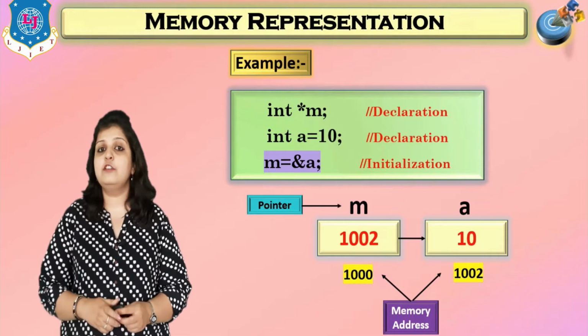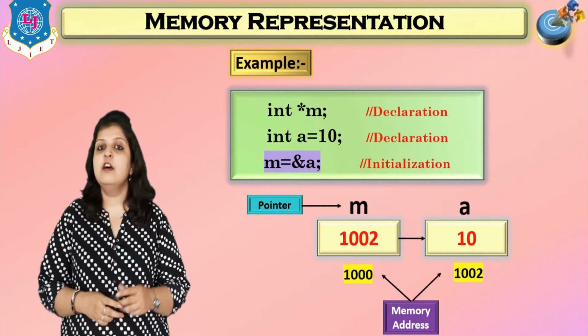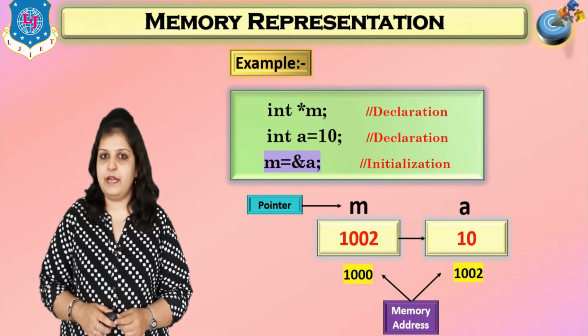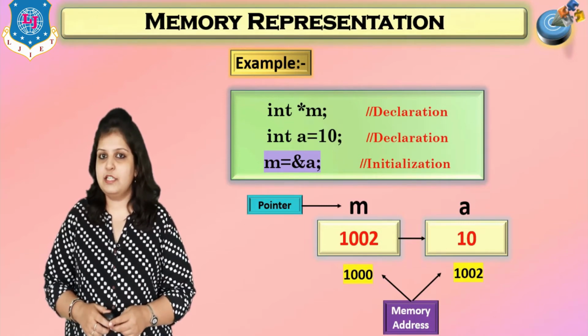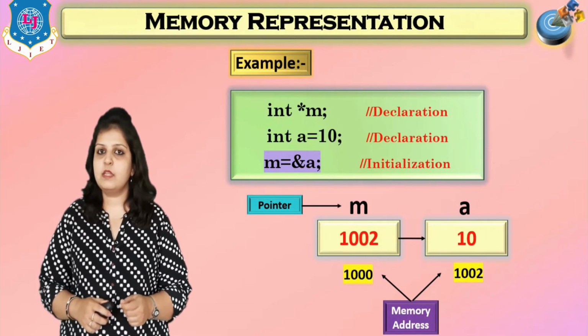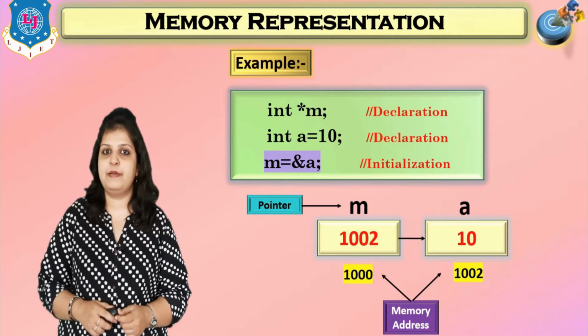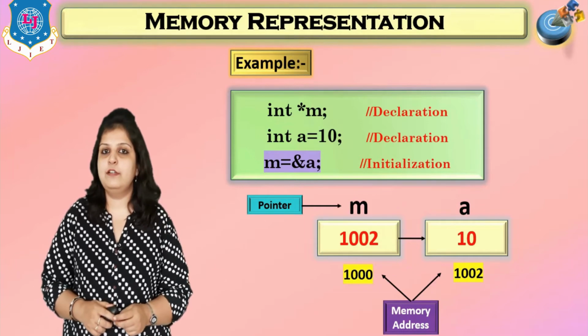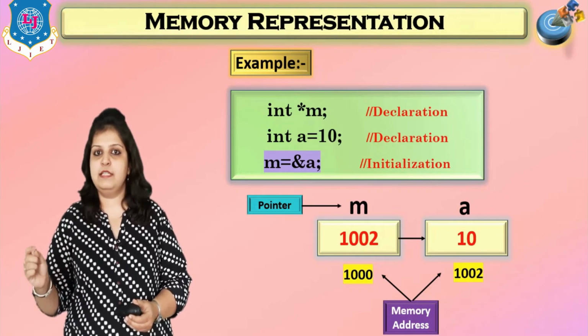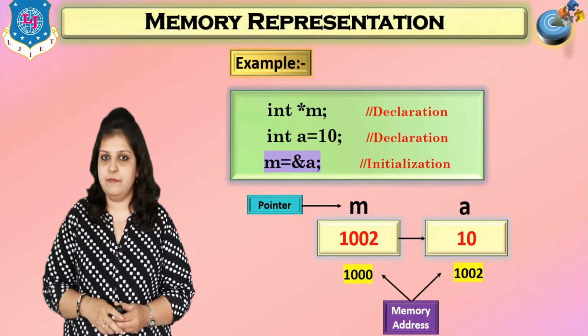So here two symbols are very important. First is the ampersand. Ampersand is called a referencing operator, and the second one is the asterisk symbol, and this asterisk symbol is called a dereferencing operator. Now what do we mean by referencing operator? When we write m is equal to ampersand a, our pointer variable is referencing our a variable.